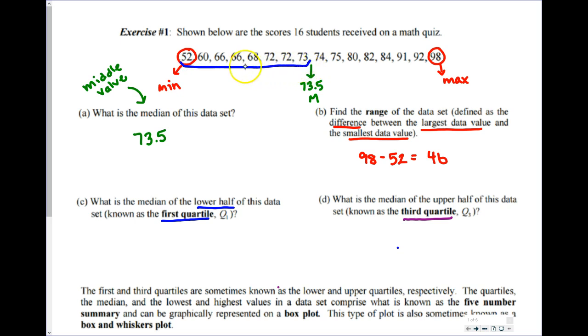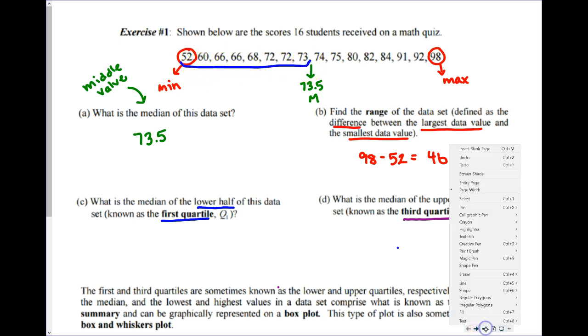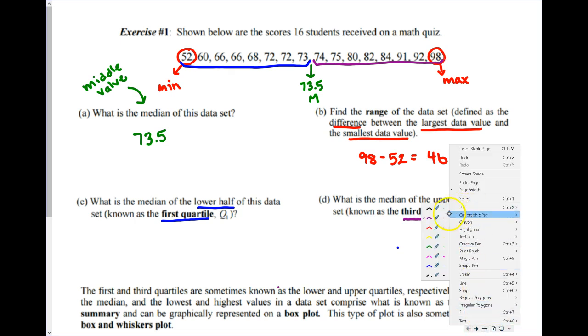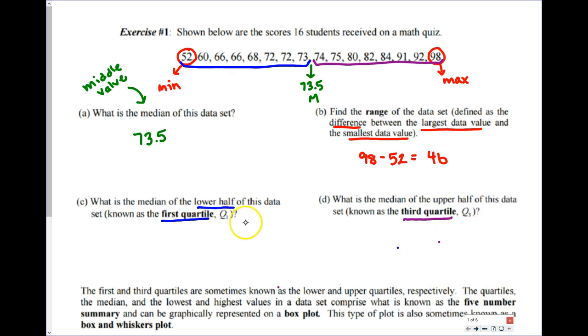Well, we've now got a new little set of data called the lower half of the data, that I've underlined here in blue. The upper half of the data is just the other side. It's the 74 up to the 98. That's the upper half of the data. So the median splits the data into two separate little mini sets of data. And the first quartile is actually the median of this little data set. So the first quartile is a median.